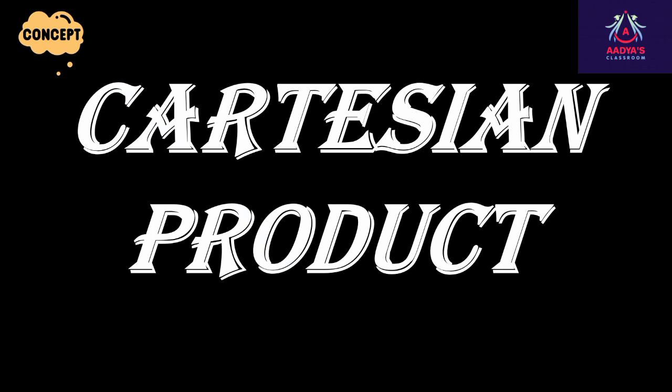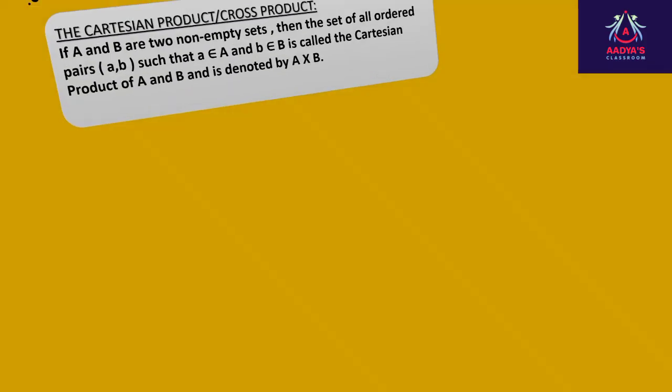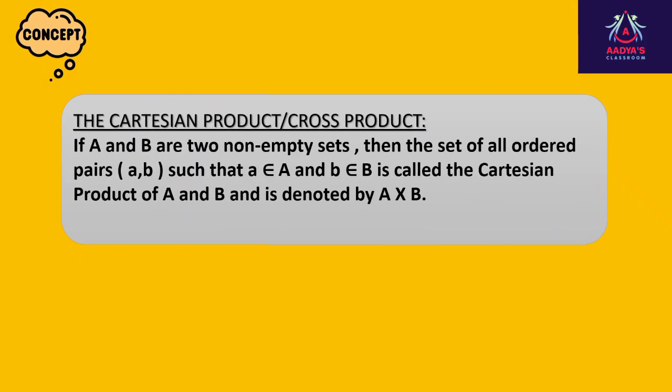Today, we'll learn more about this Cartesian product. Definition: Cartesian product is also called the cross product. That is, if A and B are two non-empty sets, then the set of all ordered pairs (a, b) such that a belongs to set A and b belongs to set B is called the Cartesian product of A and B and is denoted by A cross B. A cross B is not multiplication. We're just going to write the set of ordered pairs. Alright.